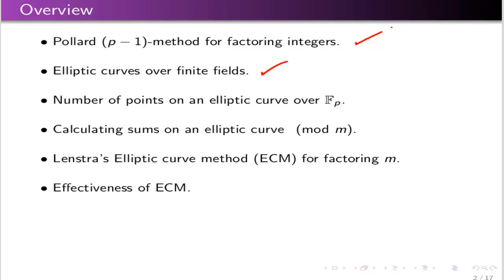And in particular, there's a nice estimate for the number of points on these elliptic curves. So you get these finite groups where the order of the group is roughly equal to p in size. Then we'll talk about how we calculate the sum of the points on these elliptic curves. So we're starting with some integer m that we wish to factor, so we're going to be working mod that given number m, and then go through Lenstra's elliptic curve method of factoring, the ECM method, and talk briefly about the effectiveness of this method.